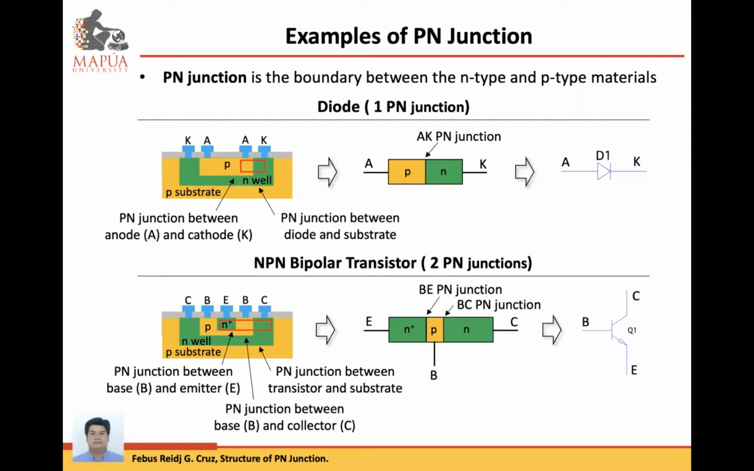Then in terms of schematic diagram, this is how we draw the symbol for the bipolar transistor. Okay? So the arrow indicates the emitter terminal. The middle terminal is the base, and the other one will be the collector.